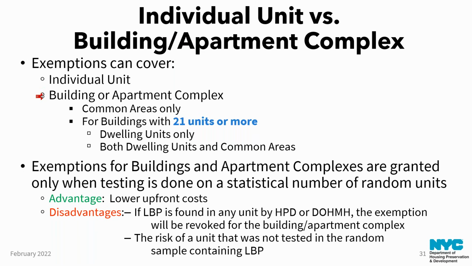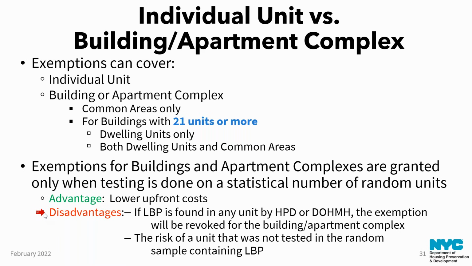If you apply for an exemption for a building or apartment complex, you have a few different options. As you can see here, it's important to note that the exemption for dwelling units, for all of the dwelling units in a building, only applies to buildings with 21 units or more. So that will not be an option for buildings with fewer units than 21. Exemptions for buildings and apartment complexes are granted only when testing is done on a statistical number of random units. So this is a process that is set out in the HUD guidelines, how to randomly select and test units and components within the building. And the advantage of this method is that you have lower upfront costs because you are only testing a percentage of your units rather than all of them.